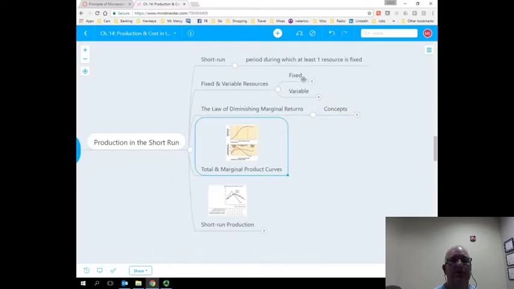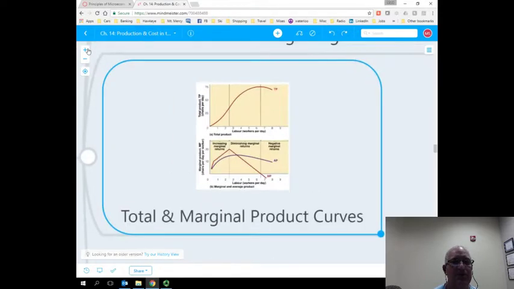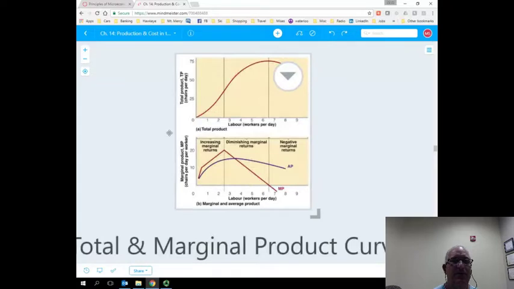And I've got another graph here, wrong plus sign, that sort of shows you the same thing, just a little bit differently, showing the increasing total product curve. And then here is the marginal product, and then the average product curves. Okay, so just another graphical illustration of what's going on at different parts of the curves.